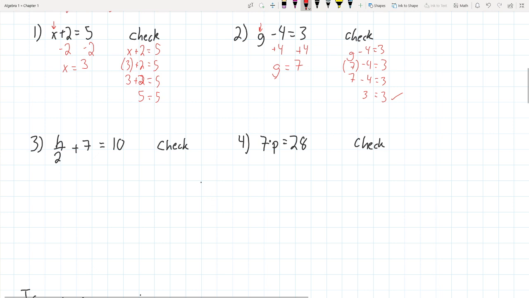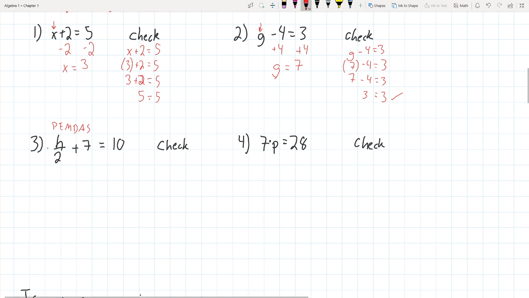Number 3 has 2 parts to it, which is a little different from what we did in 1 and 2. We have multiple parts now, so whenever we do this, it's important to realize what order we should go in. You may remember the order of operations from previous math, where we'd use the acronym PEMDAS, please excuse my dear Aunt Sally. That told you the order to go in: parentheses, exponents, multiplication, division, addition, subtraction.